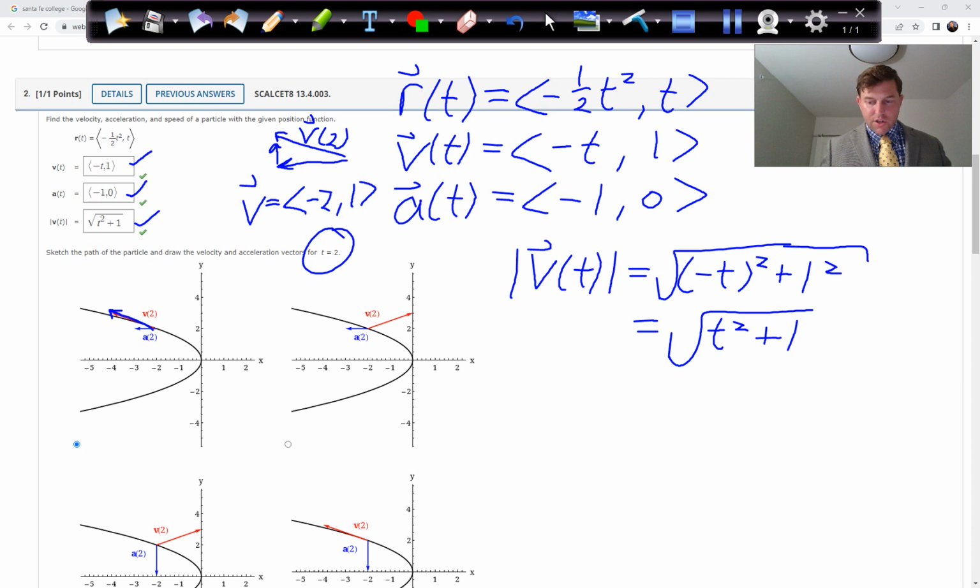And the best picture is right here. Notice that your acceleration is always just 1 left, 0 up or down. So it's an arrow that just points right to the left. So your best answer is this picture here.